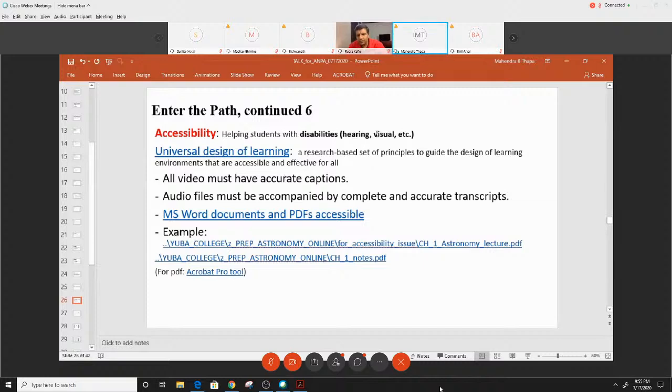And the key thing is accessibility. In our classroom, there are some students who cannot see. In our classroom, there are people who cannot hear. So all our course materials should be designed according to them. So there are a lot of things in the web page.